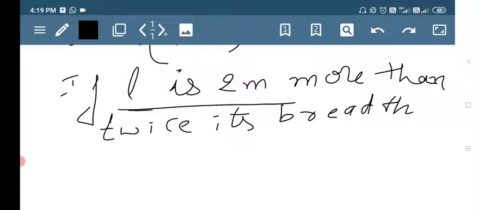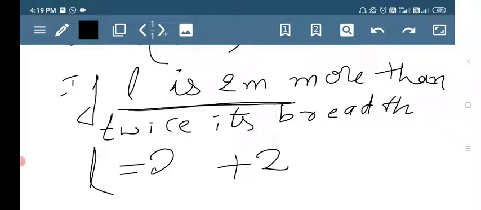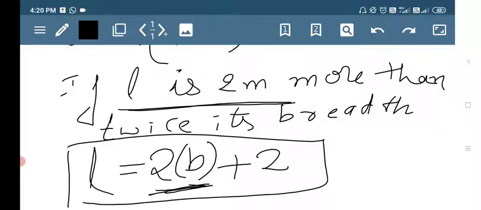So L is 2 more. More in the sense of addition, 2 more than twice its breadth. Twice in the sense of multiplication by 2, twice means 2 times multiplication with breadth. So here what is given? L is equal to 2 into B plus 2.